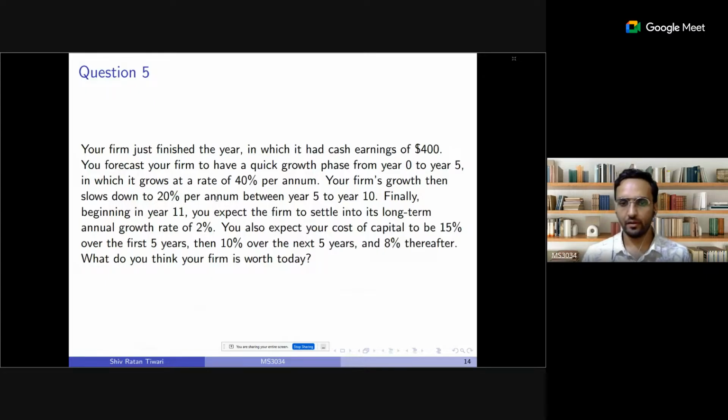And your cost of capital also changes, because if your firm is new, then you face a higher cost of capital, and if your firm is stable, then you face a lower cost of capital. So in the first 5 years you face a cost of capital of 15%. In the next 5 years you face 10% cost of capital, and in the periods after 10 years you face a cost of capital of 8%. So given these conditions, what is the worth of your firm in this case?